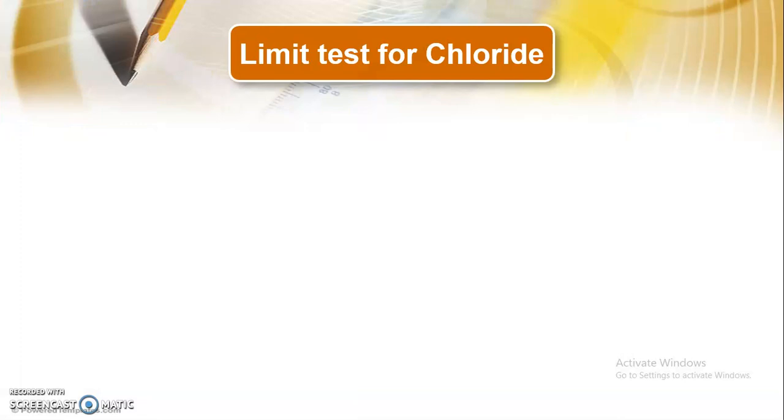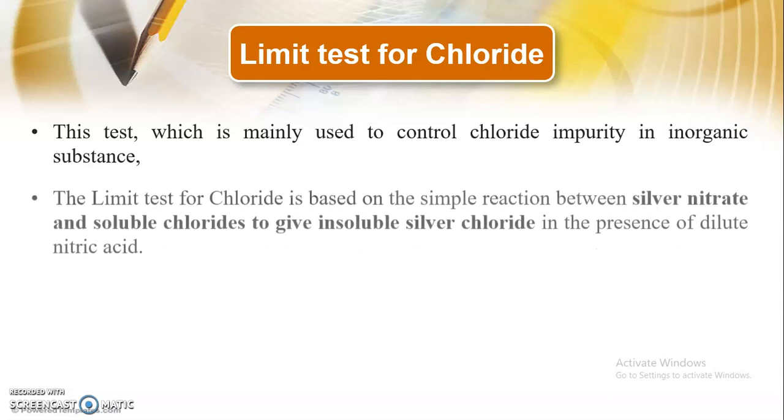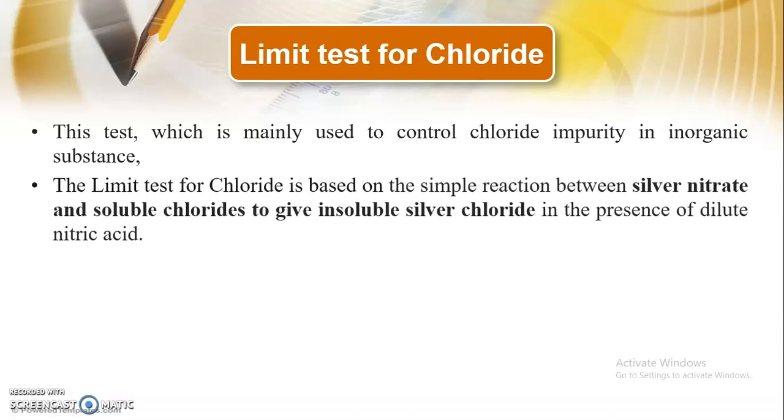So we will start with the limit test for chloride directly. As I said, limit tests are quantitative or semi-quantitative tests mainly used to check the presence of inorganic impurities. The limit test for chloride is mainly used to control the chloride impurity in inorganic substances. It is based upon the reaction between silver nitrate and soluble chlorides. These soluble chlorides are a part of our inorganic substance or material.